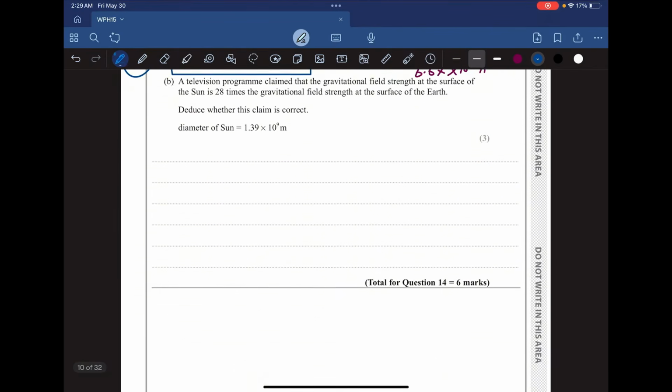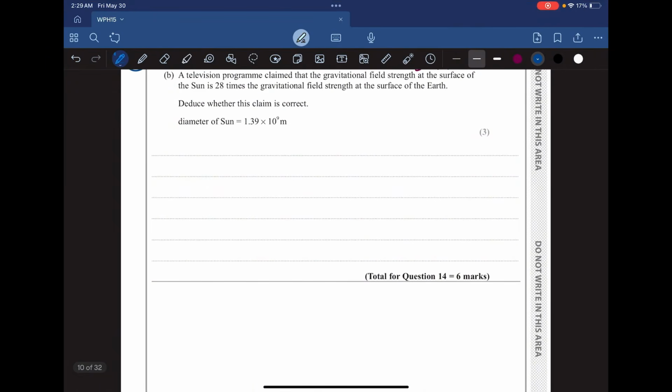Now moving on to the part B, it says a television program channel claimed that the gravitational field strength at the surface of the sun is 28 times the gravitational field strength at the surface of the earth. Deduce whether this claim is correct. Now this question is a very common question. This type of questions are generally asked in Jan 20 in every physics unit 5 sessions.